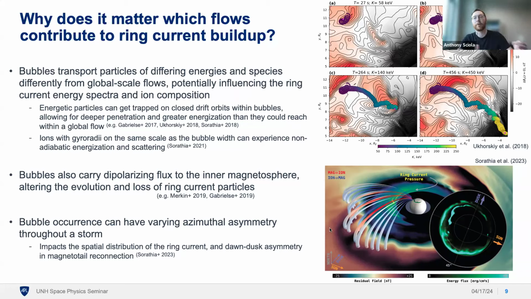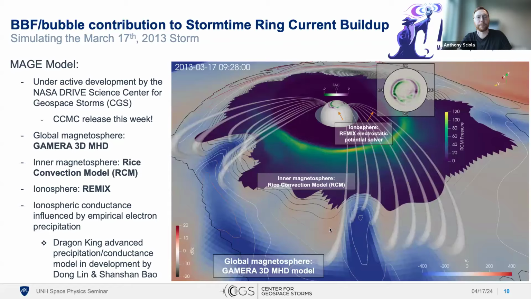And also you can get some dawn-dusk asymmetry effects that are obviously going to be a little less present in a global scale flow. So the study itself that we're going to explore now is looking into bubble contribution to certain time ring current buildup through a case study of the March 17th, 2013 storm. For this, we're using the multi-scale atmosphere geospace environment, or MAGE model. This is currently under active development by the NASA Drive Center for Geospace Storms, or CGS.